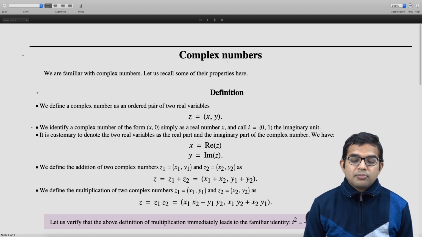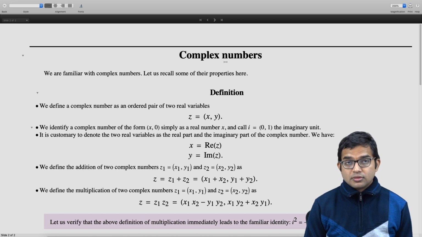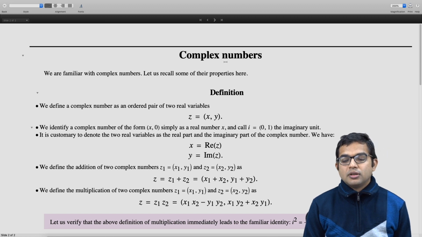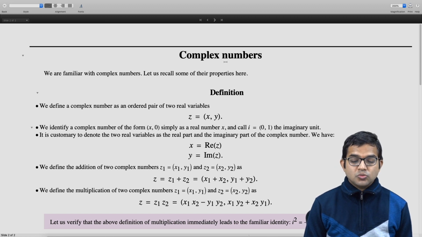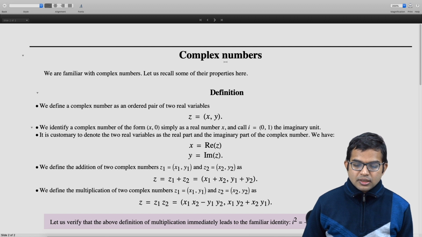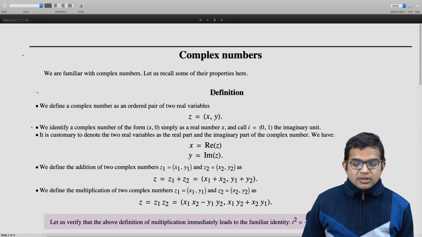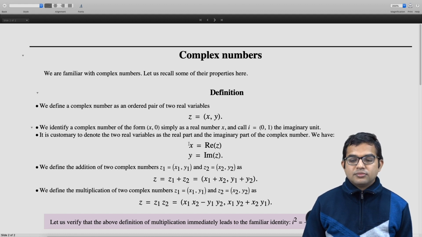The imaginary part of the resulting complex number is given by the sum of the products of the real and imaginary parts. So you have x1 times y2 plus y1 times x2, right? This is also something we have used. But the thing is that starting from this definition, we can actually derive the identity i squared is equal to minus 1, right?